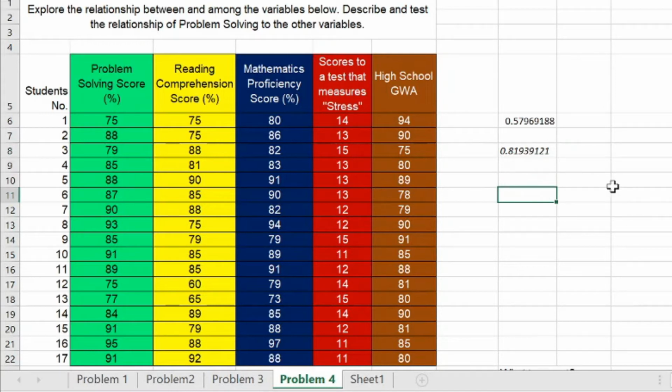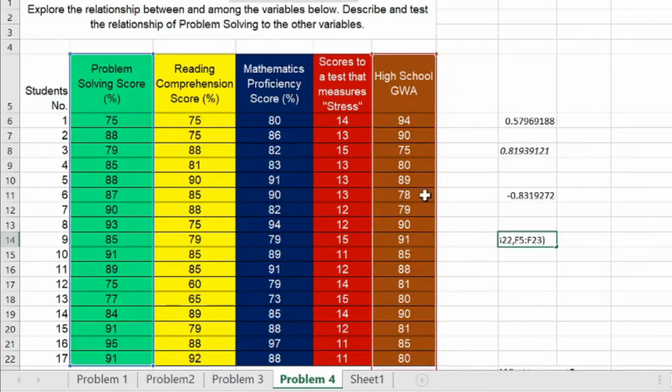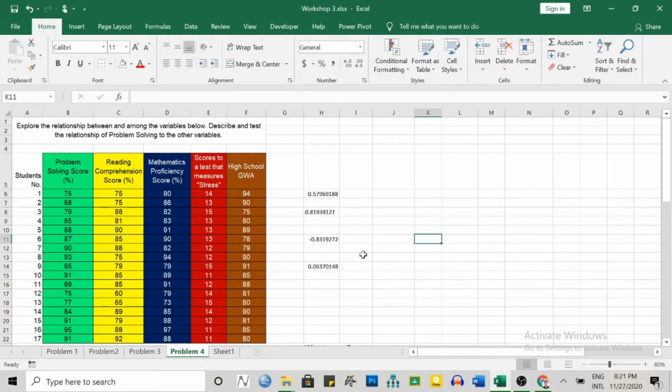Let me quickly do the other pairs of variables that we want to correlate, that is between problem solving and stress, and then the last one, between problem solving and high school. In the problem, it's not asking us to correlate these 4 variables here. It is only interested in exploring the relationship of problem solving to the 4 of them. There we have it, our 4 correlation coefficients.